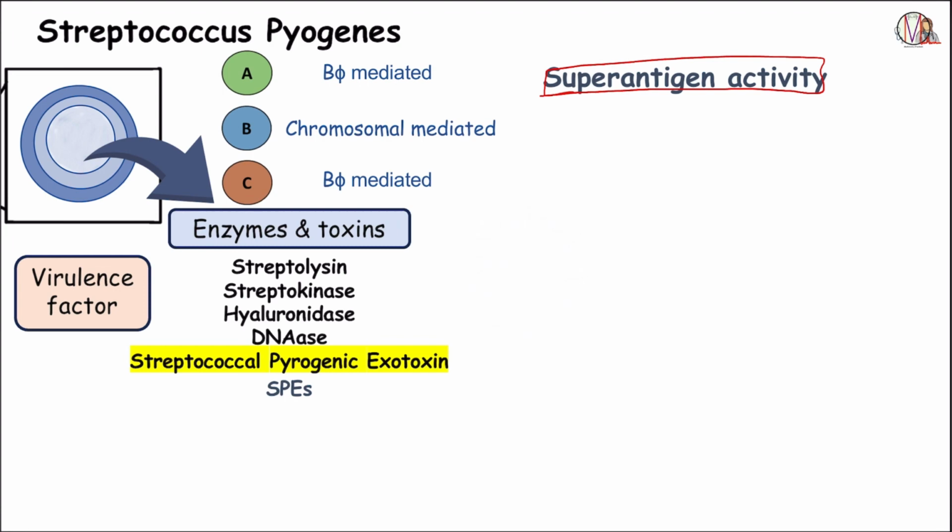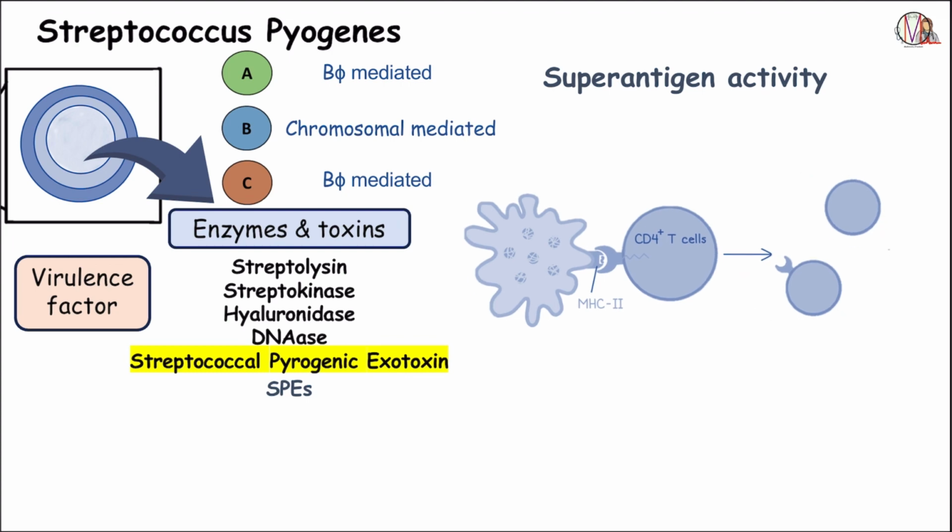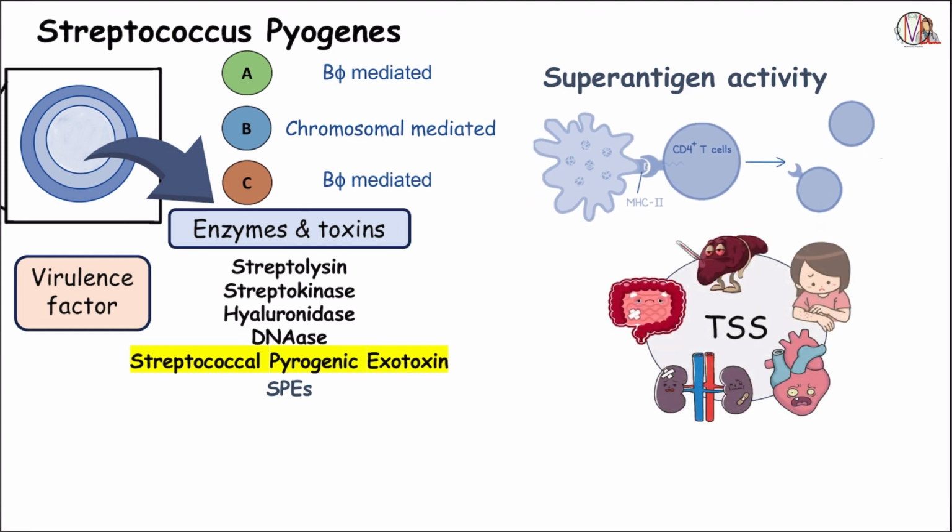SPEs can stimulate a large number of T cells by cross-linking MHC class II molecules. This leads to the activation of a large number of T cells, causing a massive release of pro-inflammatory cytokines. This excessive immune response can result in systemic effects, including fever, shock, and organ damage.